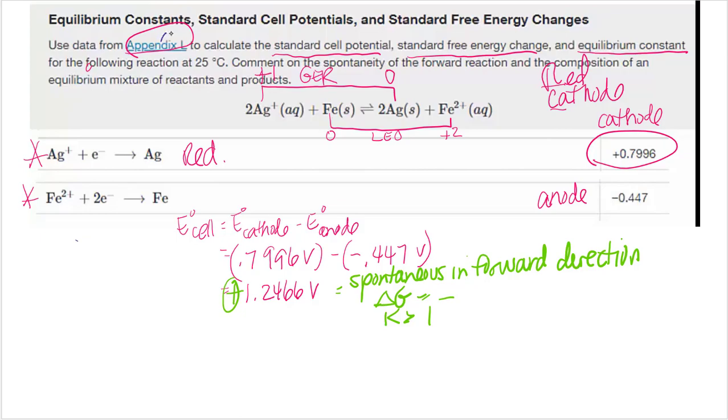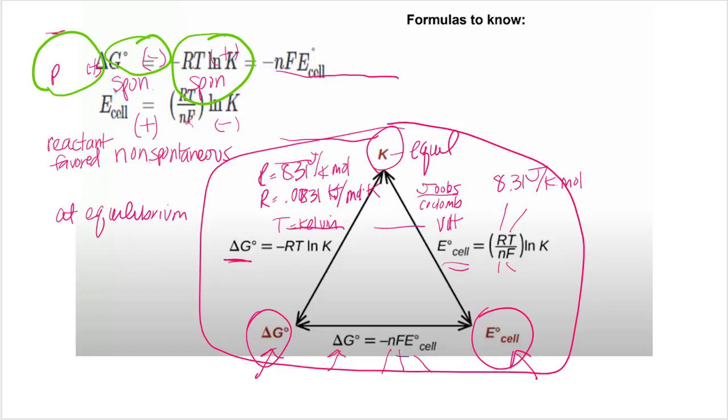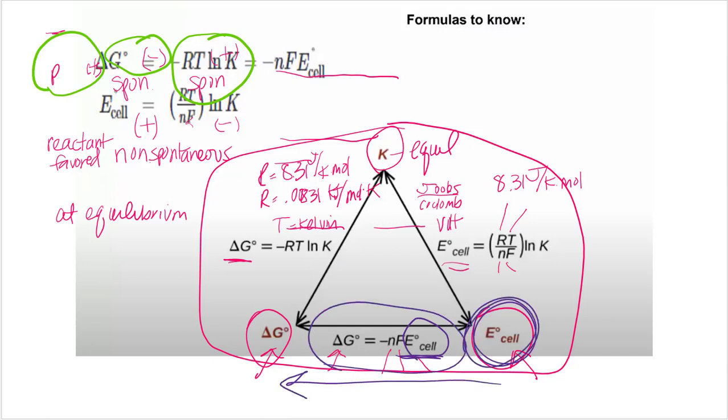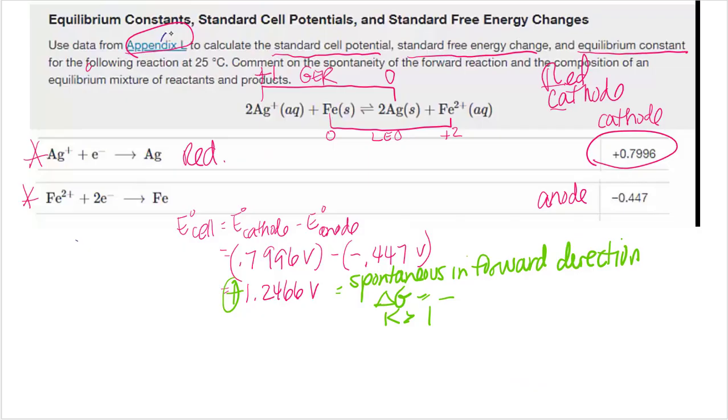So now let's find delta G. To find delta G knowing Ecell, we just found Ecell. Now let's go and find delta G. We're going to use this equation: delta G is equal to negative nFEcell.